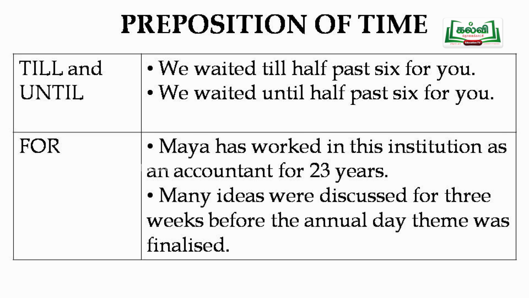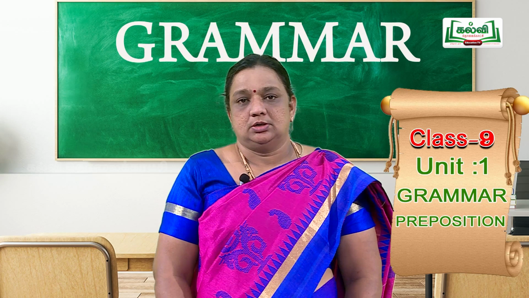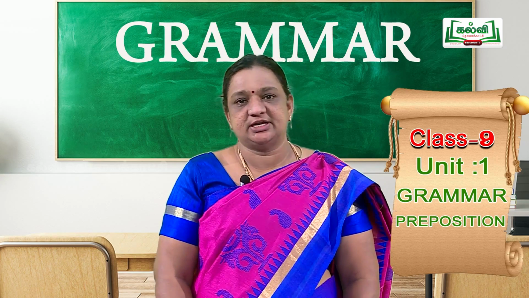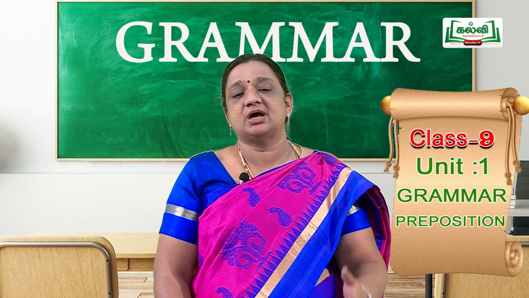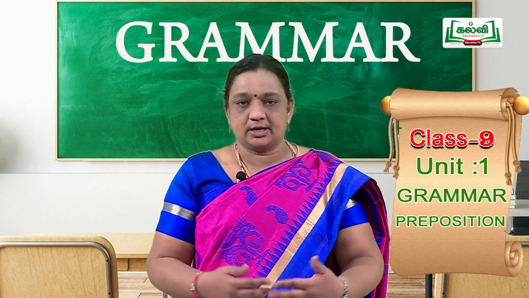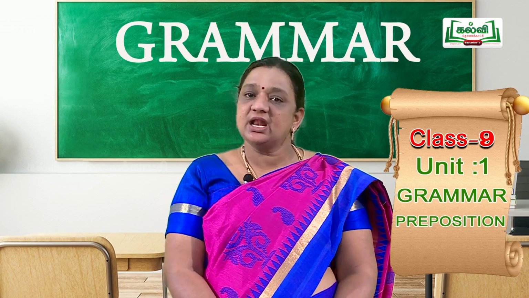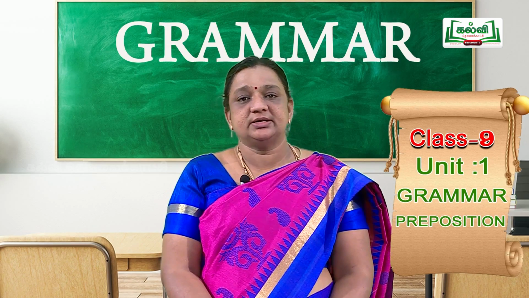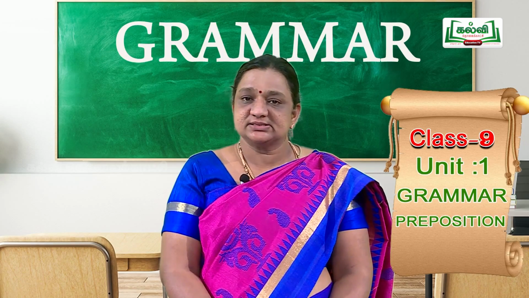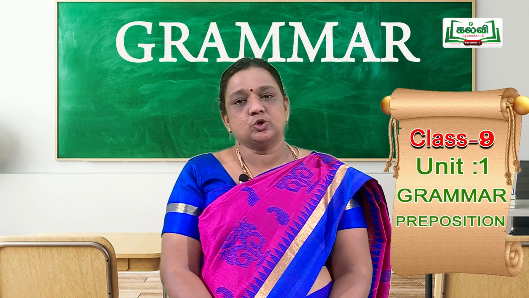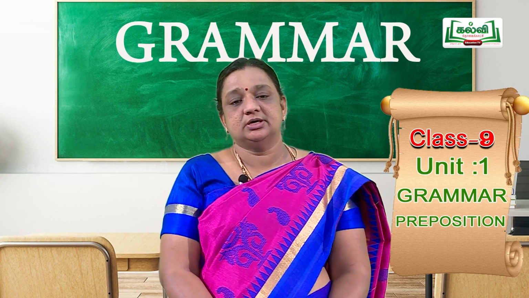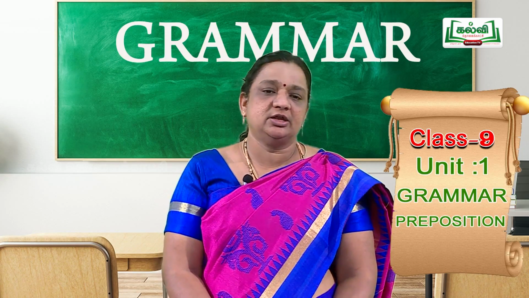We waited till 6:30 for you. So, you were late and your parents are telling you that we waited till 6:30, that you will be coming, but you did not come. So, we waited till 6:30 for you. We waited until 6:30 for you. We waited till 6:30 for you and we waited until 6:30 for you have the same meaning, so we can use both in the same sentence. They will not make any difference.